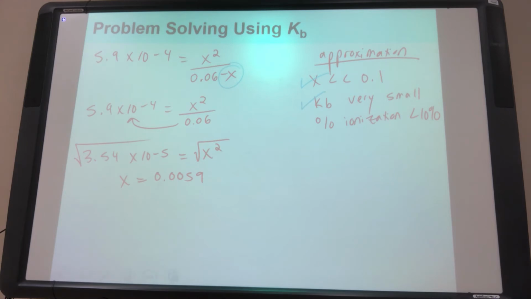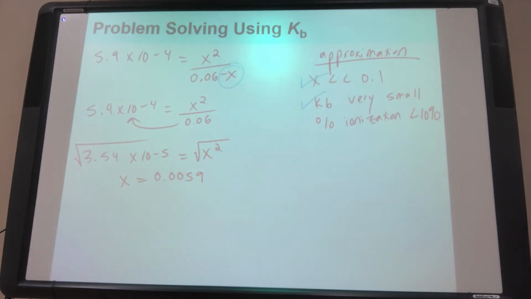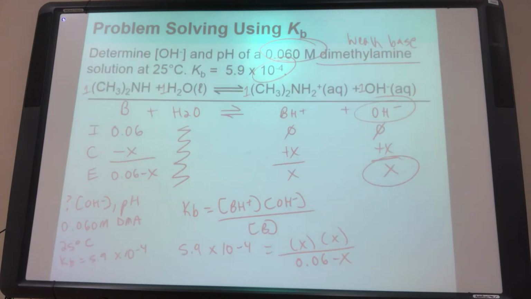So let's go back to what we were trying to find. The first thing we wanted to find was our OH minus concentration. OH minus concentration is in my table, that's x. So if I have x, I have OH minus. So we know OH minus was x, so that's 0.0059 molar, because it's concentration. So I got the first answer. Okay, the next thing I want is pH.